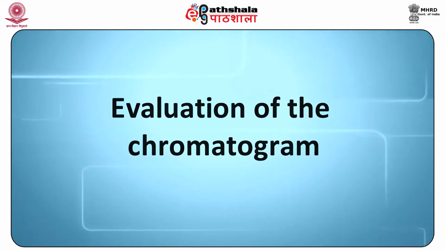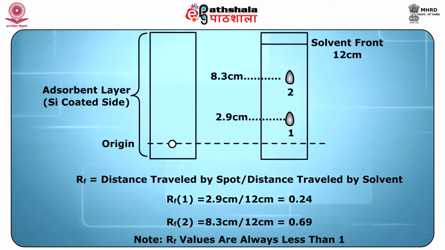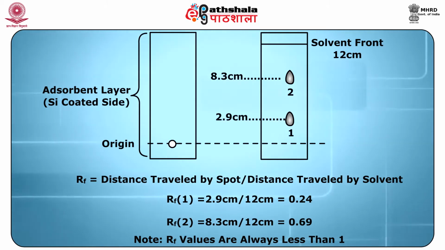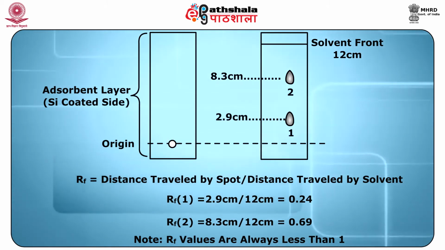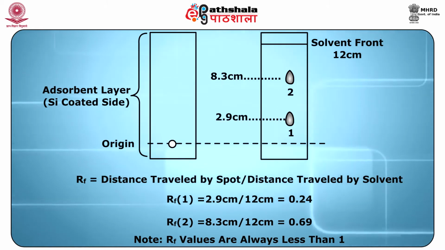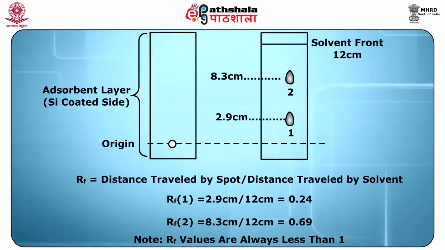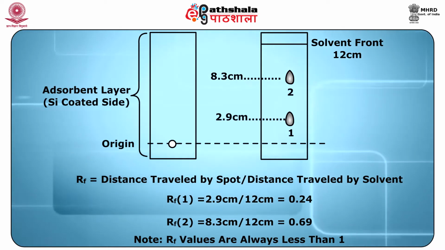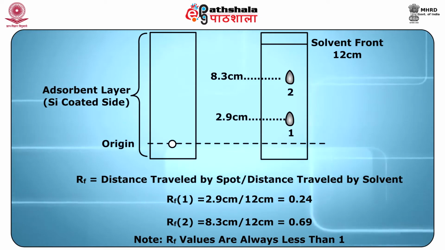Evaluation of a chromatogram. As can be seen here in the figure, the origin point and the development point on the adsorbent layer can be marked, and the RF values are calculated from the point of the application to the solvent front as a ratio from the point of the component which is adsorbed on the given surface. RF is defined as distance travelled by the spot over the distance travelled by the solvent.